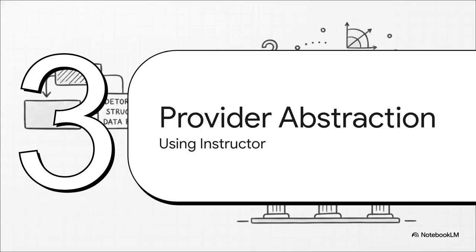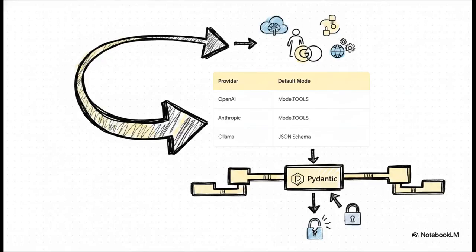Which brings us to our final stop, Section 5, Multi-Provider Abstraction with Instructor. We've built this incredibly robust pipeline, right? But tying it strictly to just one provider's SDK is a massive operational risk. Enter the open-source library Instructor. It unifies diverse AI backends under a single, cohesive Pydantic workflow.